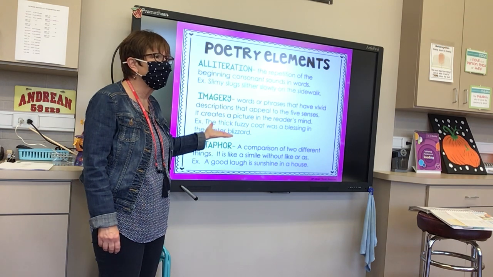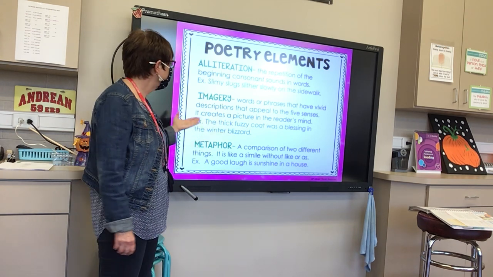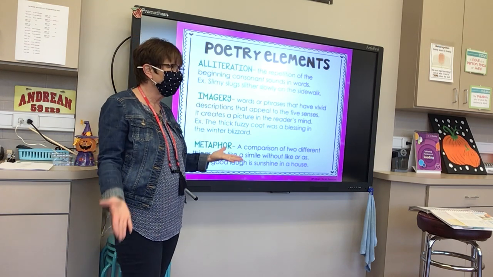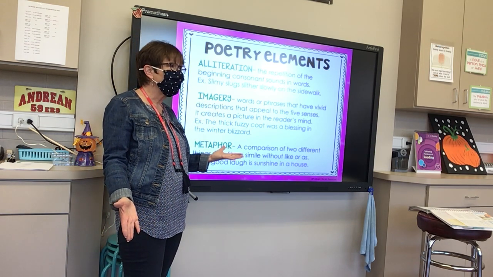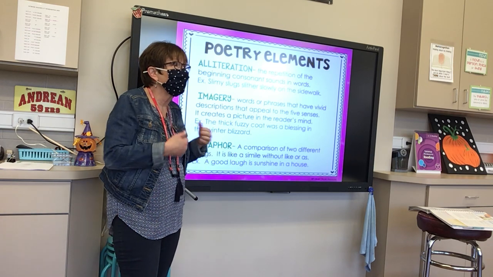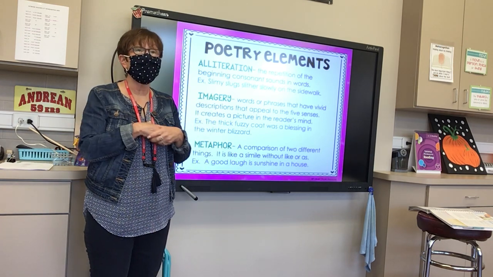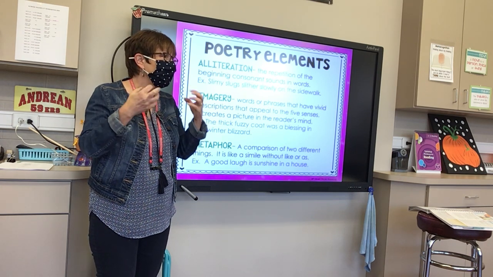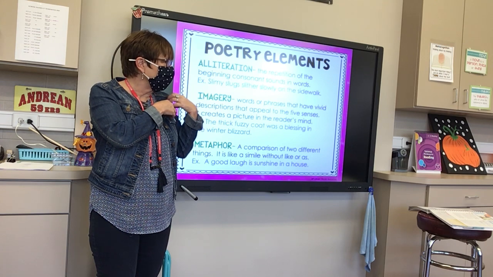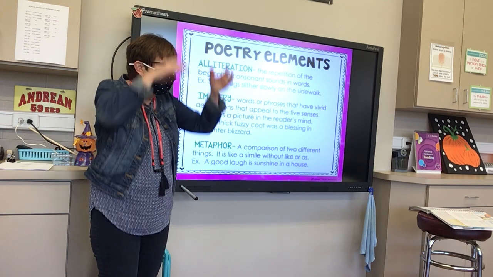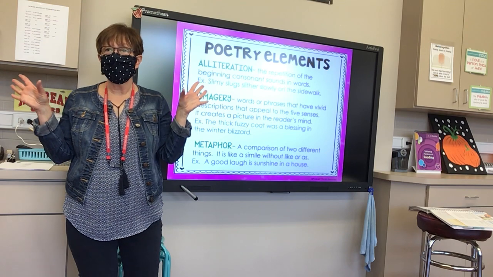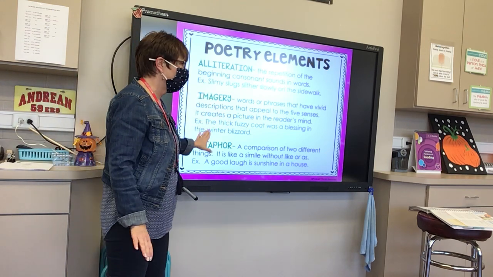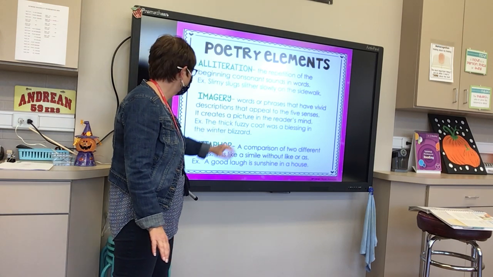It doesn't just say the coat. It doesn't just say the coat was a blessing in the winter blizzard. You're not imagining anything when it says that. Aren't you imagining more when it says the thick, fuzzy coat? I already have a vision in my head. As a matter of fact, I'm imagining one of those fuzzy coats, and it's red, and it's got a hood. I got a whole coat in my mind already. I have it all pictured in my head, because it's helping me with the imagery, with the words.